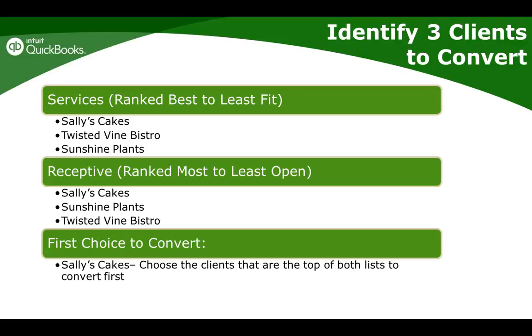Sunshine Plants, even though it was ranked third on services, their owner wants to be on the cloud. Maybe it's a family business, the next generation is coming in, they're really open to the cloud, they want that efficiency, they want to be able to handle their inventory issues remotely. Maybe they also work at a farmer's market, so they want to have that phone swiper, but they're not as simple as Sally's Cakes, so that's why they're number two.